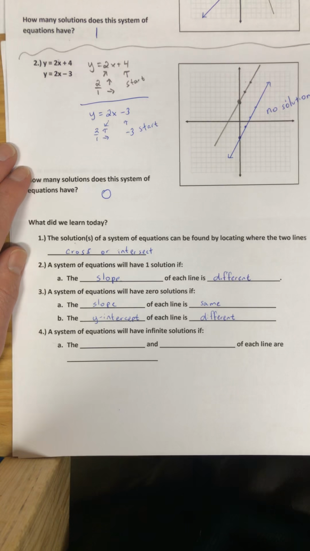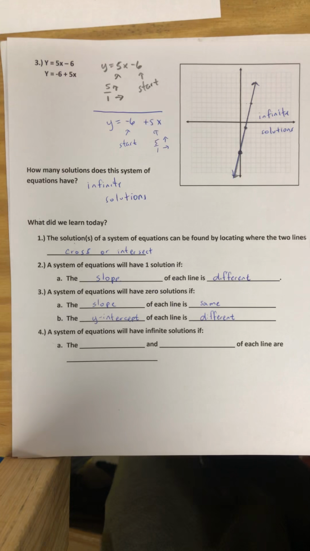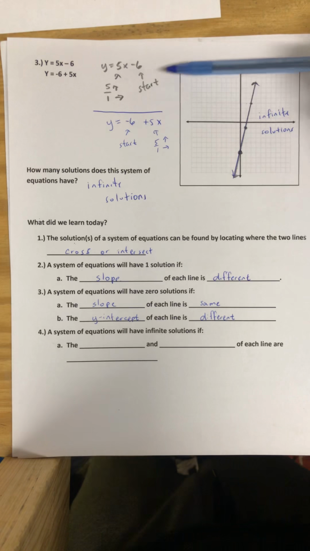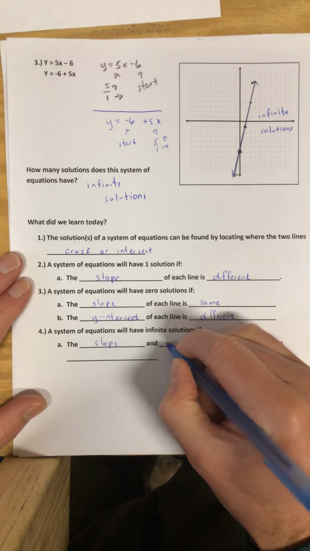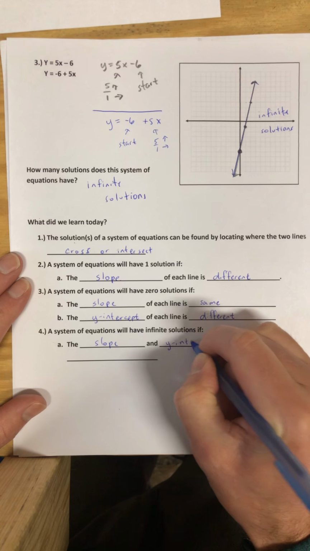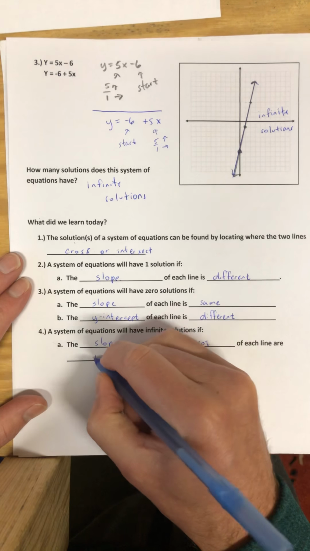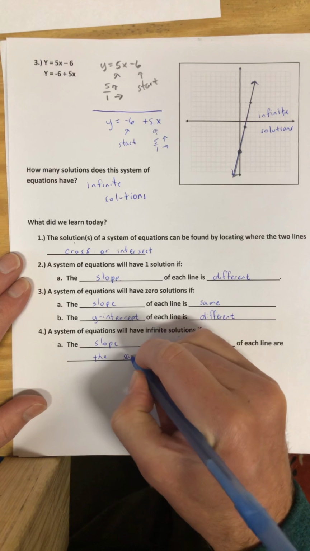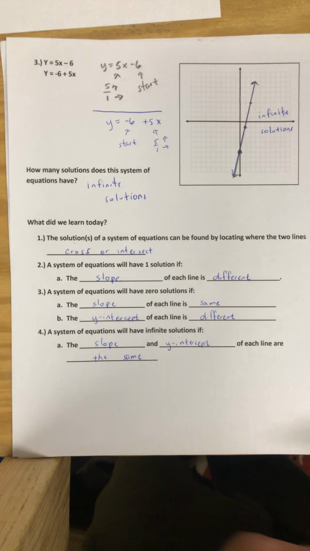And then the third case, which we just did, is if it has infinite solutions, both the slope and the y-intercept were the same. So in order to have infinite solutions, the slope and the y-intercept of each line are the same. And that's a review of graphing systems of equations.